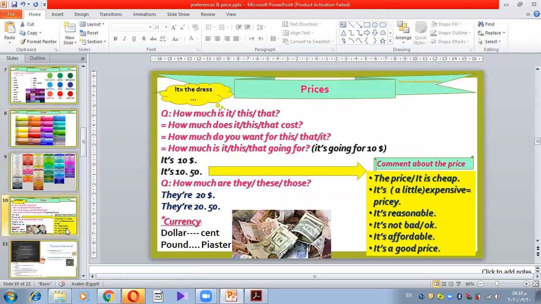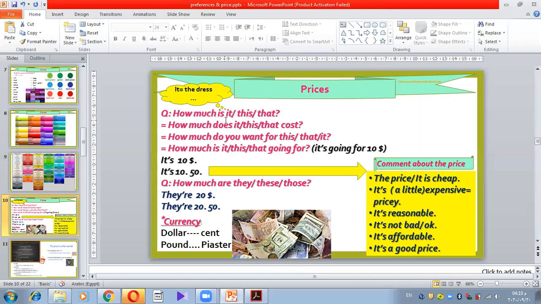Now, let's move on to prices. If I want to ask about prices in English, how can I ask about the price? The money, the cost. Well, simply there are some questions you can use, and they're very simple, very easy, and very common at the same time. How much is it?